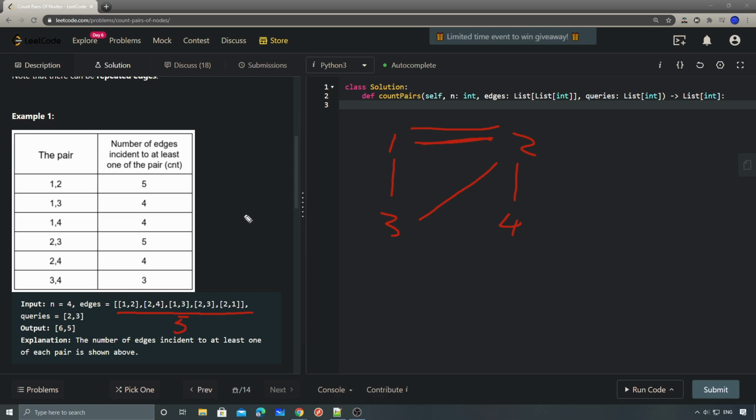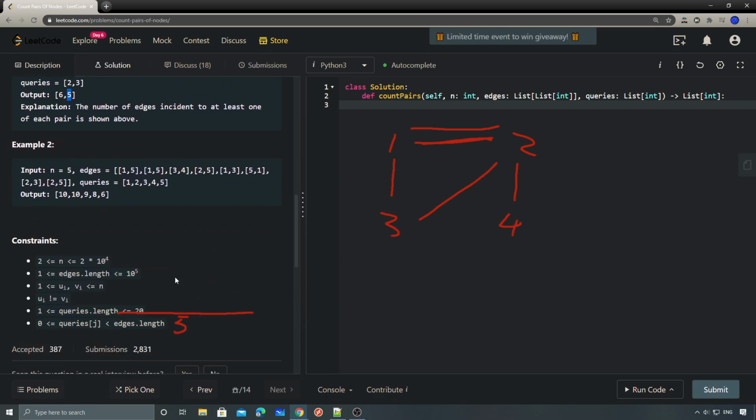Okay, and it asks us to find the number of pairs that satisfy the current query given this number. If you're given 2 here, all the pairs are greater than 2. That's why we have 6 here. And then for 3 here, we have 1, 2, 3, 4, 5. We have 5 pairs which are greater than 3. That's why we have 5 here.